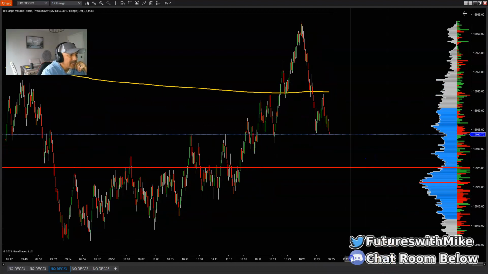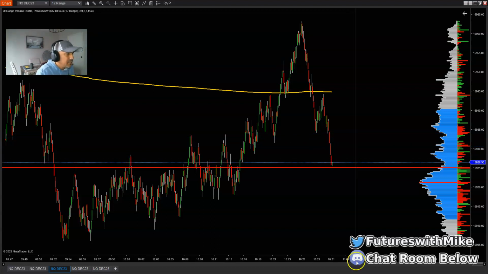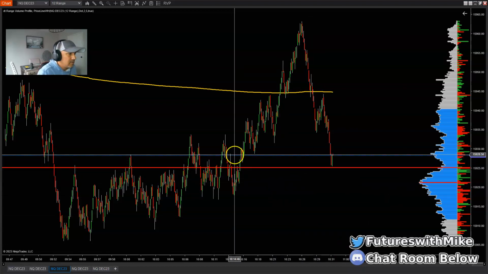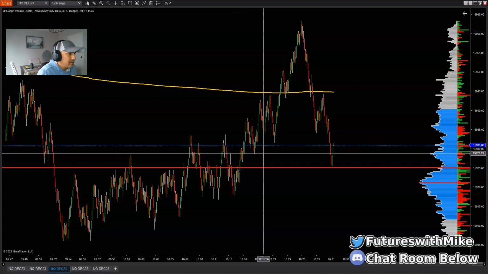So you got to be careful. You got to look above you and below you wherever you're taking your trades from to make sure there's no major areas of support and resistance. That's key. Very key. So this is a tricky type situation here.